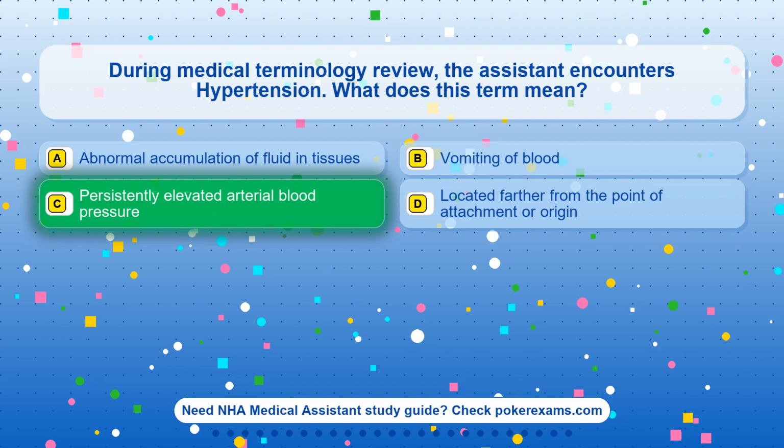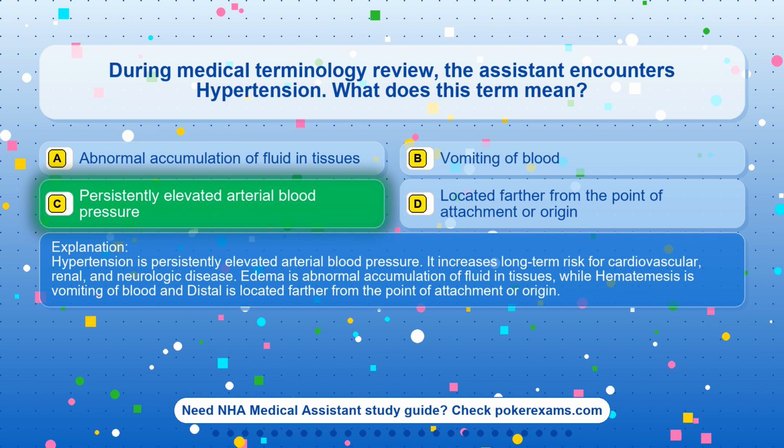The correct answer is option C. Persistently elevated arterial blood pressure. Hypertension is persistently elevated arterial blood pressure. It increases long-term risk for cardiovascular, renal, and neurologic disease. Edema is abnormal accumulation of fluid in tissues, while hematemesis is vomiting of blood, and distal is located farther from the point of attachment or origin.